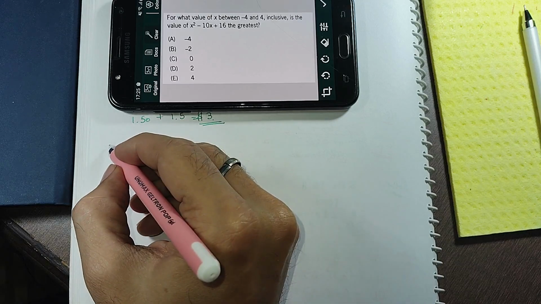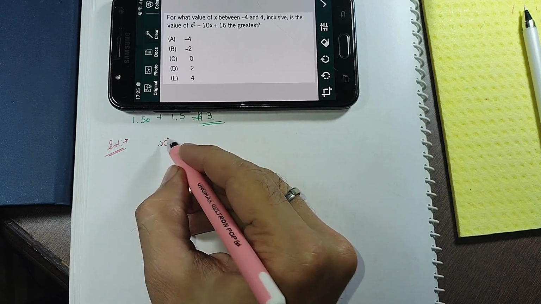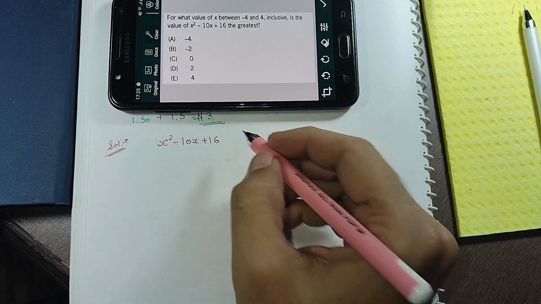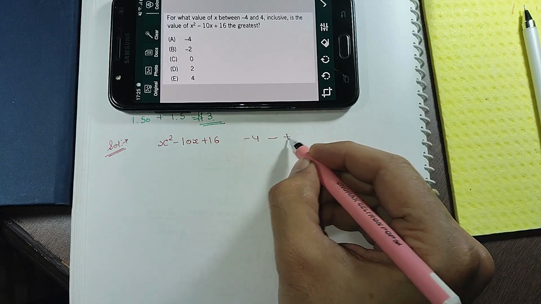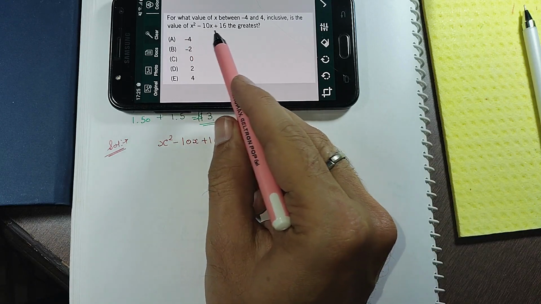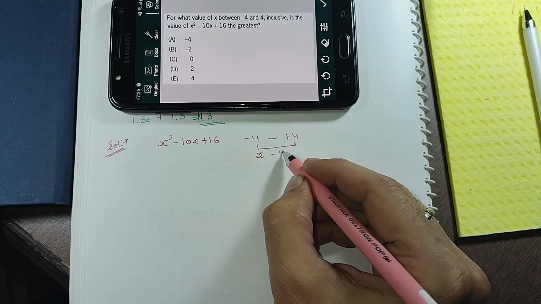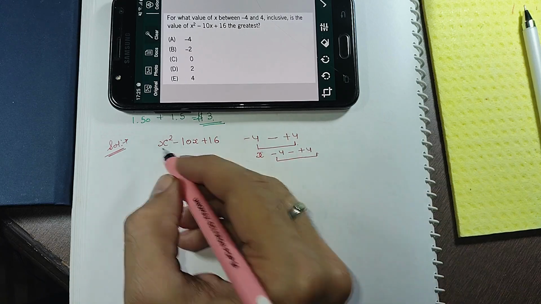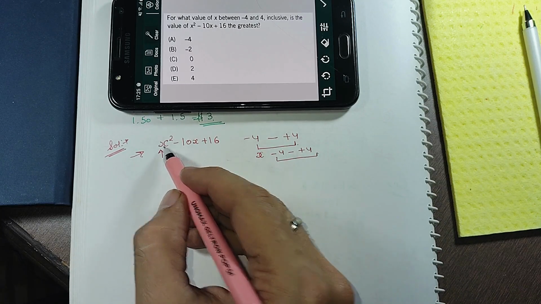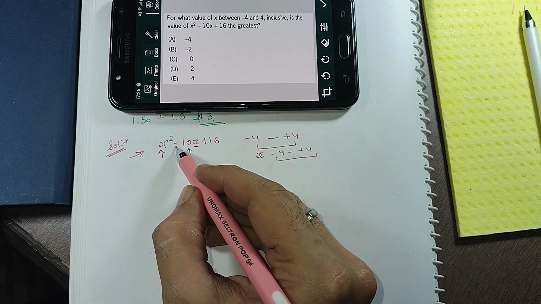For what value of x between minus 4 and 4 inclusive is the value of x squared minus 10x plus 16 the greatest? So see, minus 4 to plus 4, and both these values are included. So the examiner asks for which value this will have the greatest value, with x ranging from minus 4 to plus 4. As you can see, this is a quadratic expression. We put any value of x over here, it will become positive. But over here, if we put a positive value of x, then the sign will remain negative.